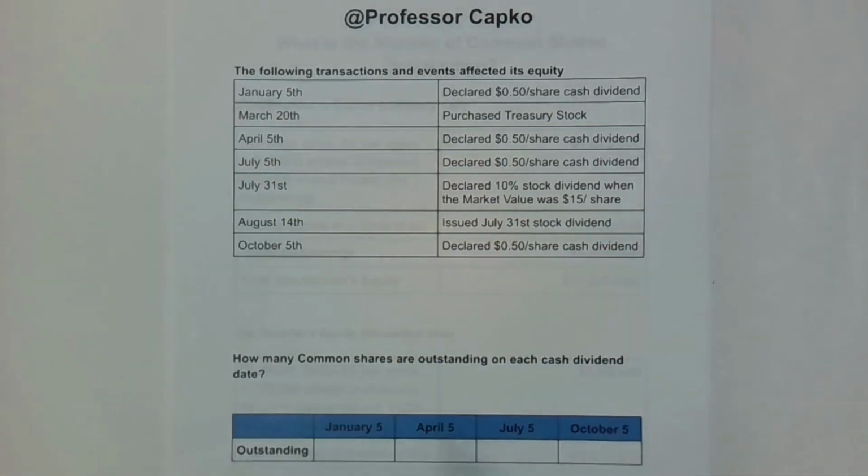Have you been asked to calculate the number of common shares that are outstanding on each cash dividend date and been given several transactions for the year but have no idea how to find out how many common shares are outstanding at each of those dates? Well, you've come to the right place because I'm Professor Capko and I'm going to show you how to do this in this video today.